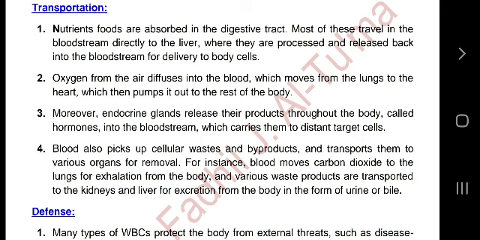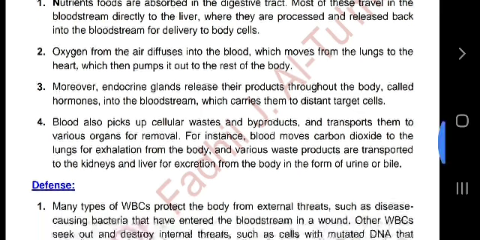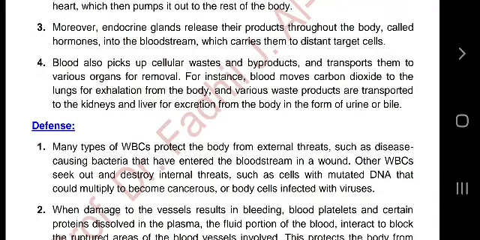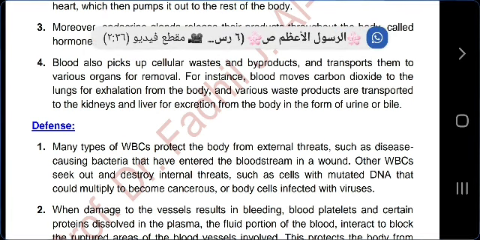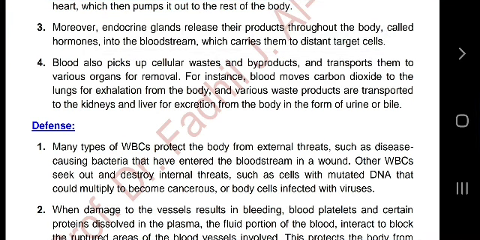The second important role, which is defense mechanism. Many types of WBC or white blood cells protect the body from external threats such as disease causing bacteria that have entered the bloodstream in a wound.